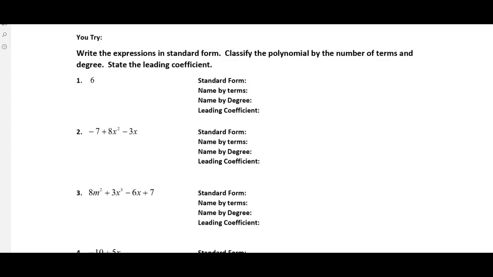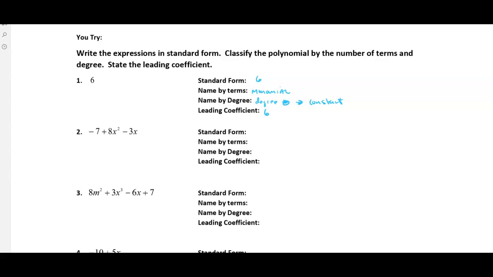So the first one, standard form is just 6. It's the only term. Because there's only one term, it's a monomial. And the name by degree is a degree 0, right? So we call that a constant. And the leading coefficient is just 6.